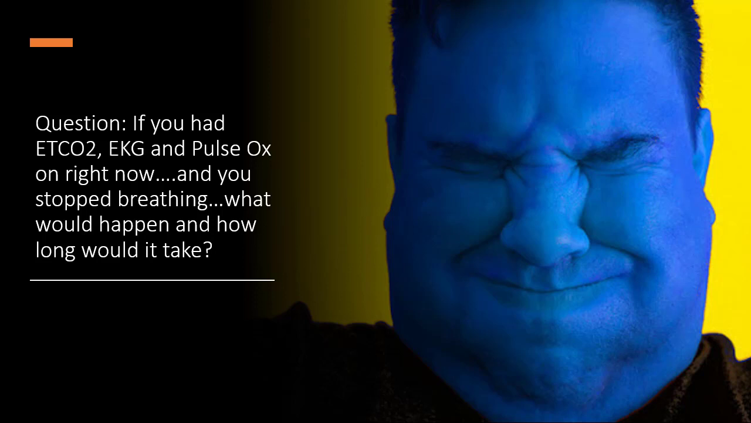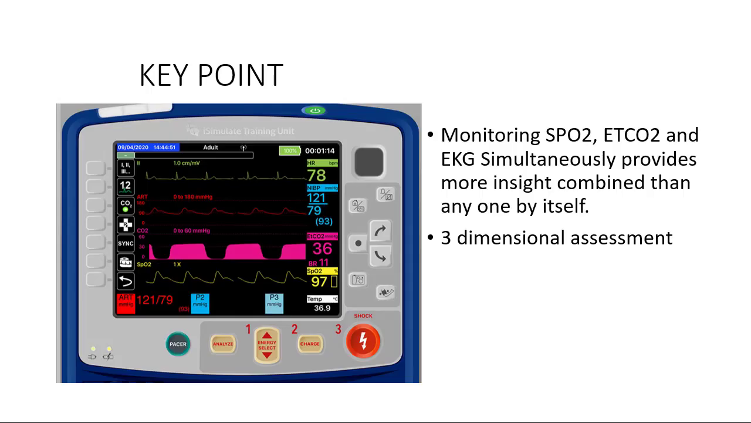Now you might think, based on this, all we need is end-tidal CO2. That's most important, and that is absolutely incorrect. We want to monitor all three because they monitor different parts of the physiological processes. Monitoring SpO2, end-tidal CO2, and EKG provides us more insight than any one by itself. So the sum is greater than the parts. It is a three-dimensional assessment, and they all go hand in hand.